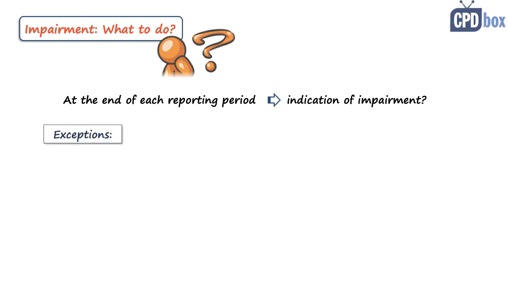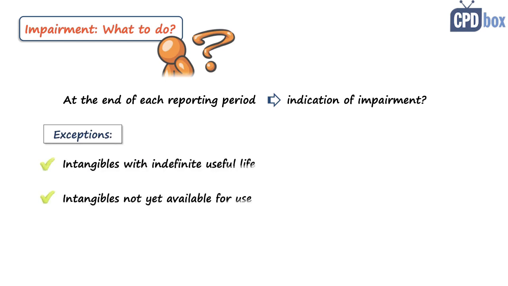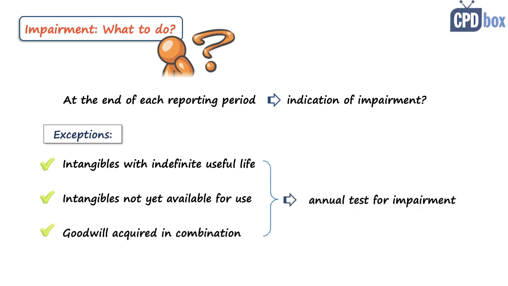Of course, there are some exceptions to this rule. For example, intangible assets with indefinite useful life, such as trademarks or goodwill, basically need to be tested for impairment annually. What shall we consider when assessing indicators of impairment?